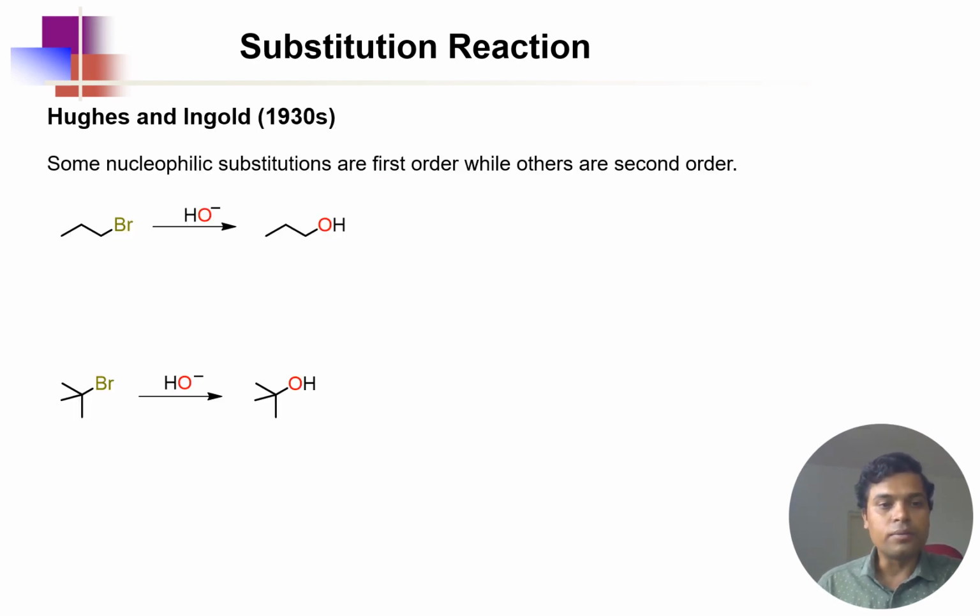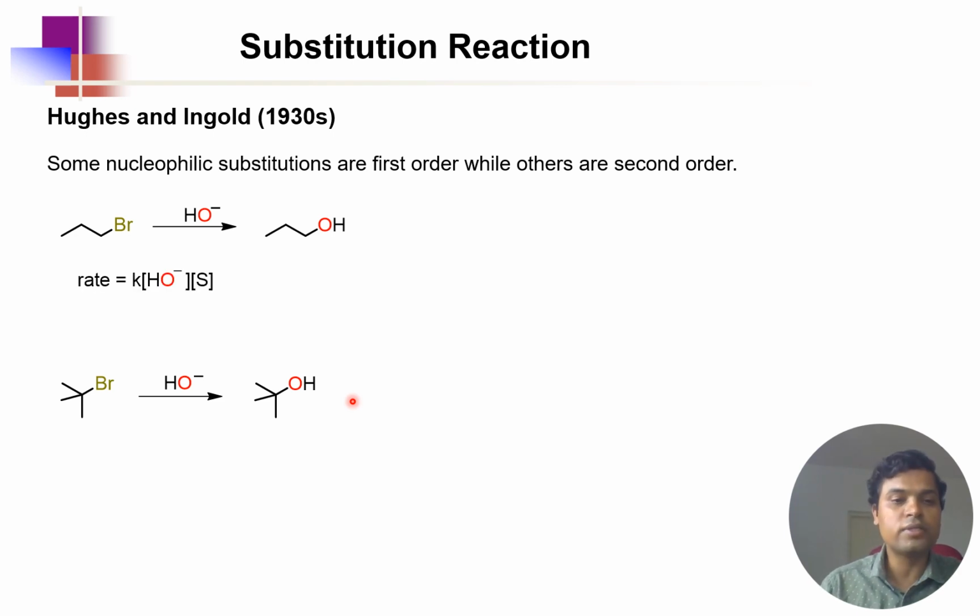Okay, in the 1930s, Hughes and Ingold first found out that certain substitution reactions are first order and certain substitution reactions are second order. So here I have listed two different reactions. In the first case, again, I have taken an alkyl bromide and hydroxyl anion as a nucleophile, and you have an alcohol; I omit the leaving group. In the second case, again the tertiary bromide reacts with the hydroxyl anion, and you get the tertiary alcohol, and I didn't write the leaving group.